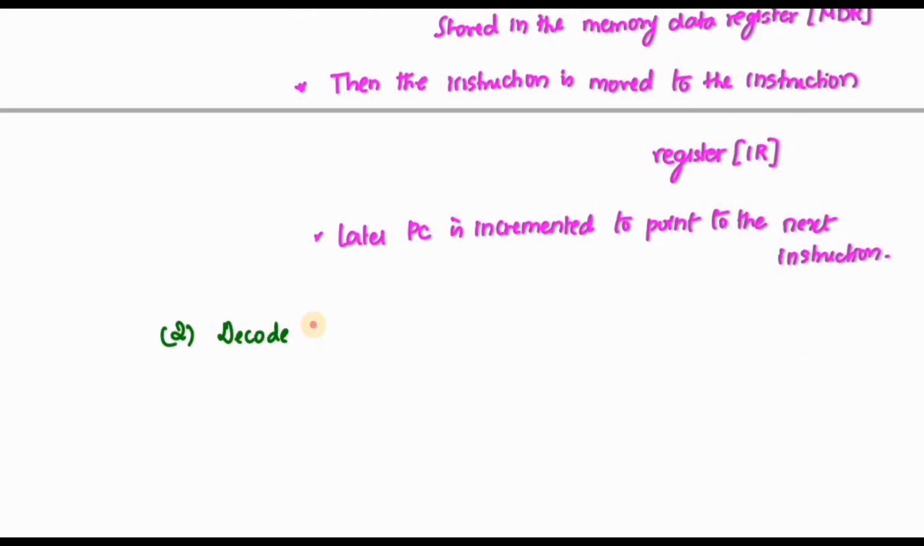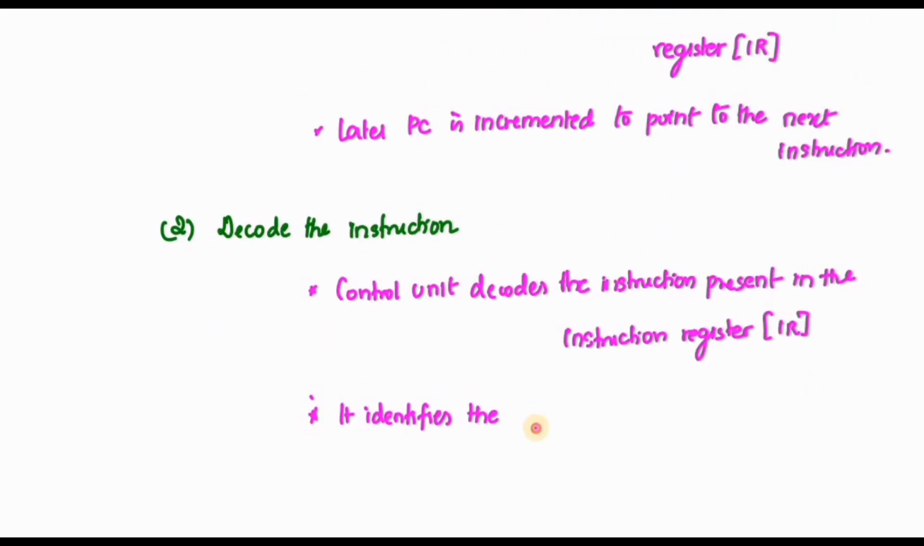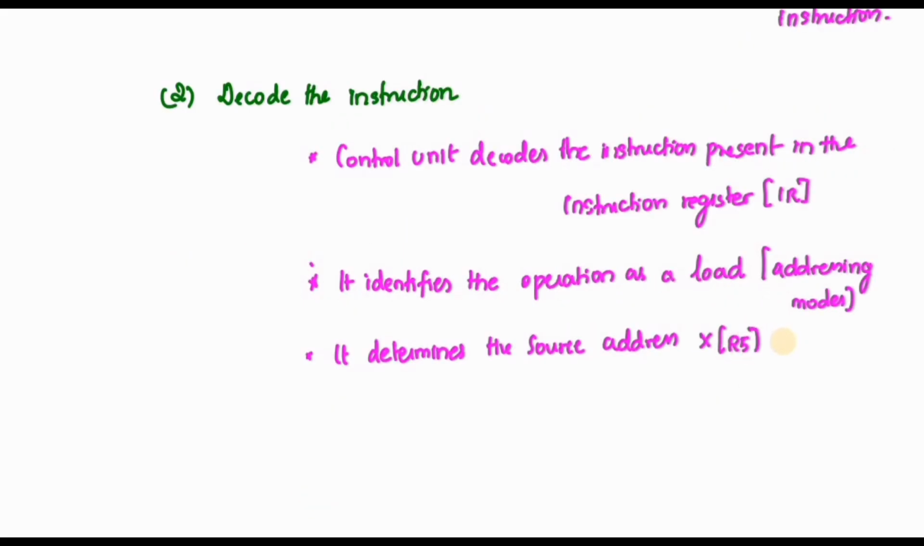The second step is to decode the instruction. The control unit decodes the instruction present in the instruction register IR. It identifies whether the operation is a load, and it checks the addressing mode, whether it is direct addressing, indirect addressing, etc. Then it determines the source address x of R5 and the destination address, which here is R4.